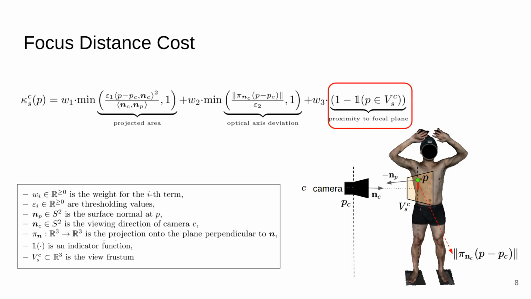The last term is the proximity of the point to the focal plane of the camera. The proximity is defined as an indicator function, and this cost term equals 0 if the point is within the depth of field, otherwise 1. Then, the focus distance cost is just a weighted average of the three cost terms.